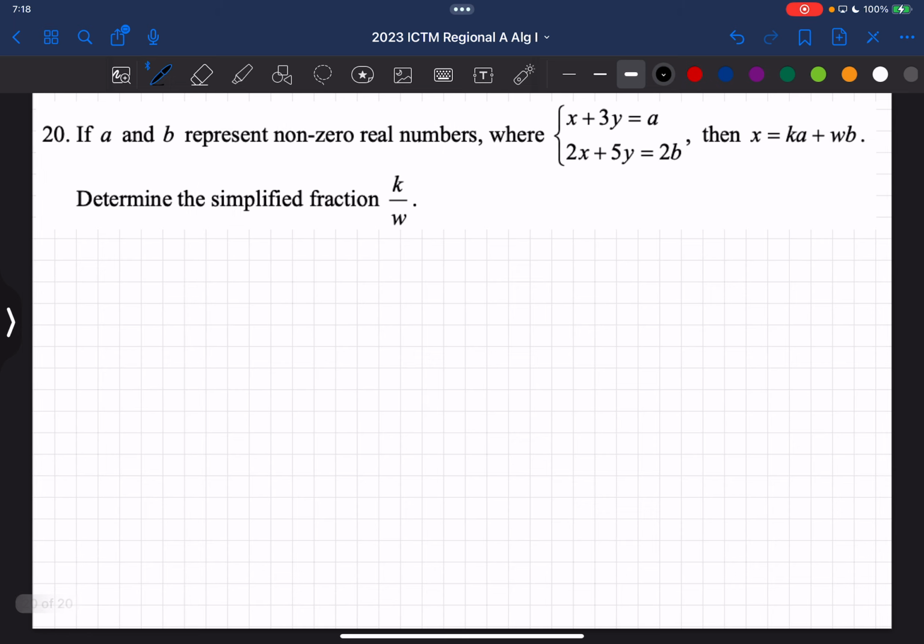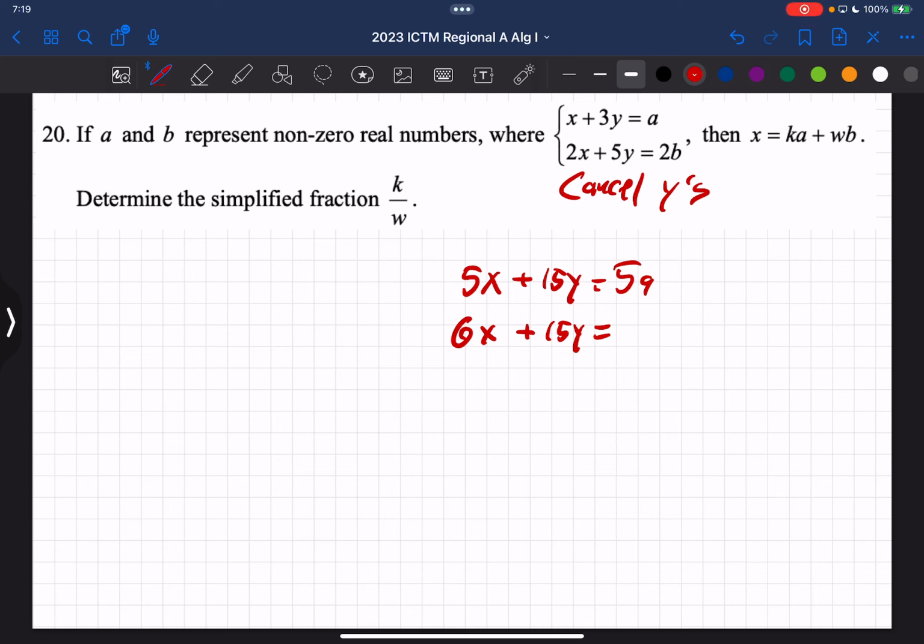And the last one, number 20. If a and b represent non-zero real numbers, we have this system of equations, then x equals ka plus wb. So what this is telling us is we want to cancel the y's. So I'm going to take the first equation and multiply it by 5. That's 5a. And the second I'm going to multiply by 3. So 6x plus 15y equals 6b.